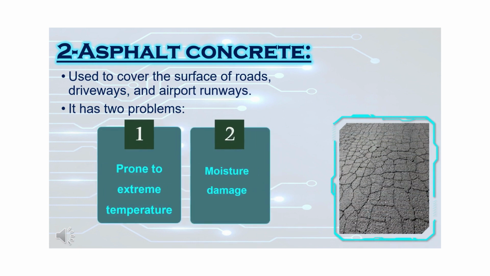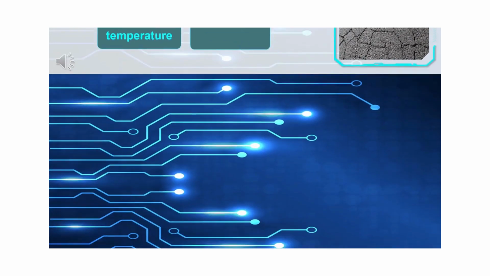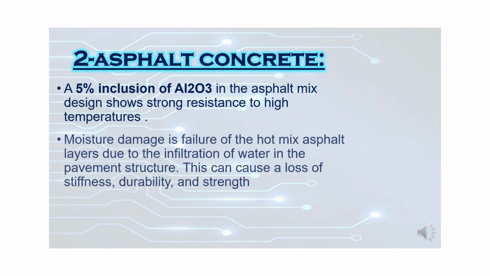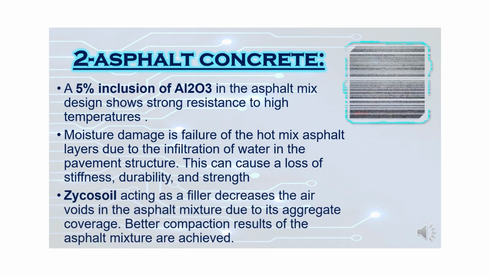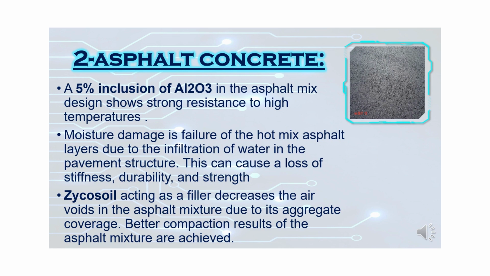The second construction material is asphalt concrete. It is used to cover the surface of roads, driveways, and airport runways, but it has two major problems. It is prone to extreme temperature and moisture damage. The temperature problem can be removed with the incorporation of 5% of alumina in the asphalt mix, which shows strong resistance to high temperature.